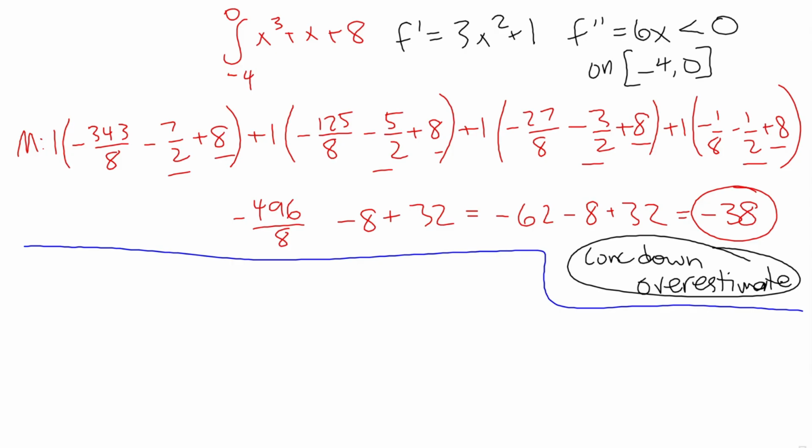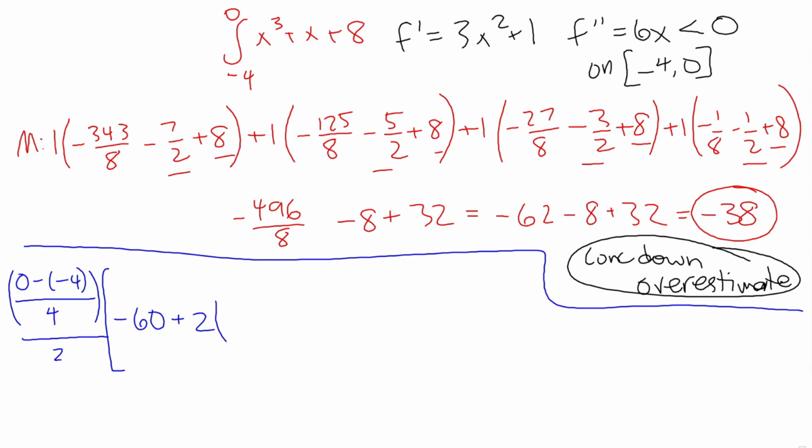Our trapezoidal one ought to be b minus a. So that's going to be 0 minus negative 4 over n, 4 subintervals, all divided by 2. And then our trapezoidal formula just says the first y value, so the y when we plugged in negative 4. If we plug in negative 4 to that, it's negative 64 minus 4 is negative 68, plus 8, that's negative 60. And then we're going to have 2 times what we get when we plug in negative 3.